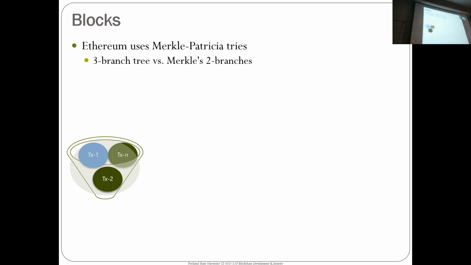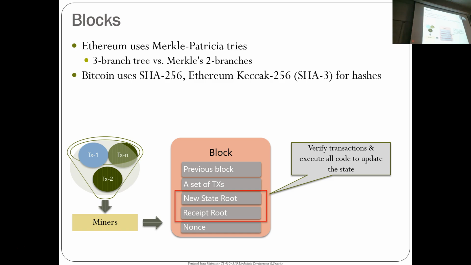Some implementation details. We talked about Merkle trees as being one of the ways that Bitcoin organizes its blocks to make the validation of transactions efficient. Ethereum uses a derivative of this called Merkle-Patricia trees. They're basically 3-branch tree versions of the Merkle 2-branch tree. So there's nothing that exciting about that.